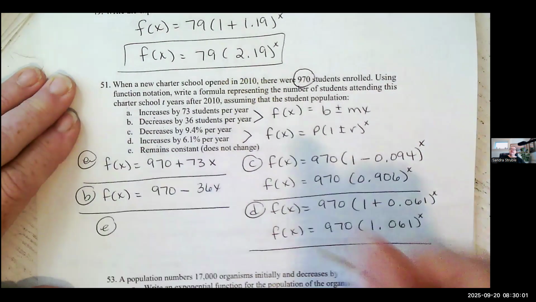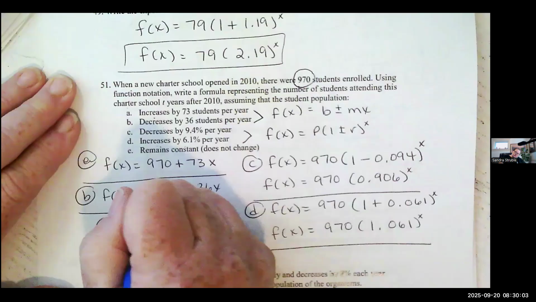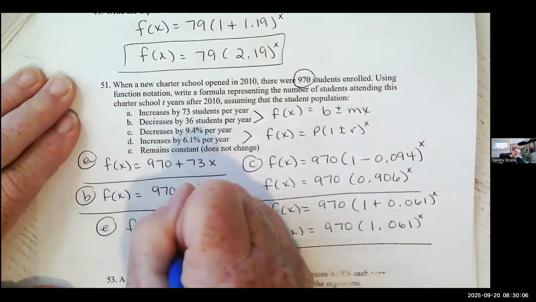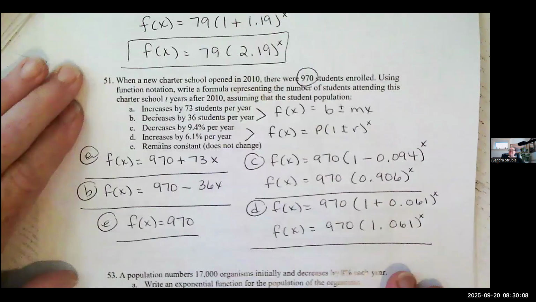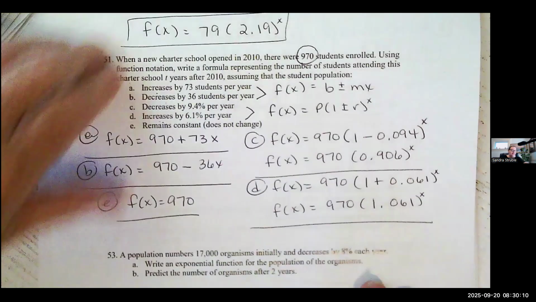E remains constant. Start off exactly the same way and then stop, because if it stays constant, there's no change. So it's just 970.